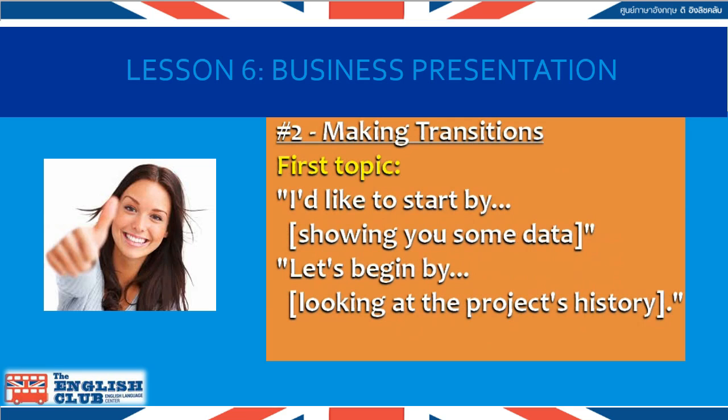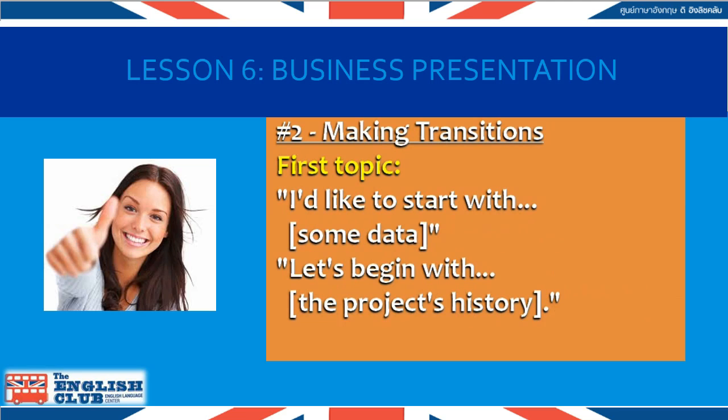Making transitions between topics. To begin the first topic, you can use these phrases. I'd like to start by showing you some data. Let's begin by looking at the project's history. In this context, the words start and begin are the same. Notice that after the word by, we use a verb in the ing form. As an alternative, you can use with and a noun or noun phrase. For example, I'd like to start with some data. Let's begin with the project's history.